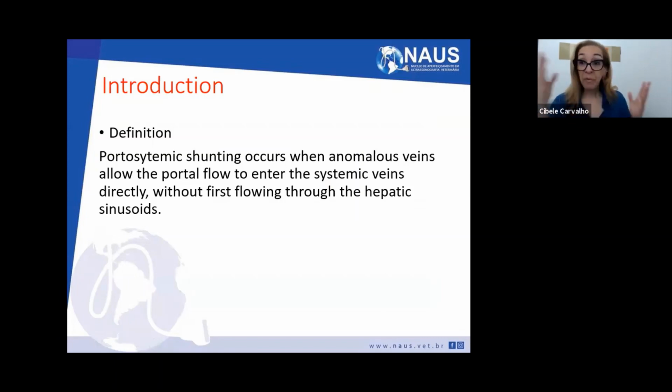So, we already reviewed this. Portosystemic shunting occurs when anomalous veins allow the portal flow to enter the systemic veins directly without first flowing through the hepatic sinusoids, bringing all the toxins and all the deoxygenated blood directly to the caudal vena cava or azygos and into general circulation.